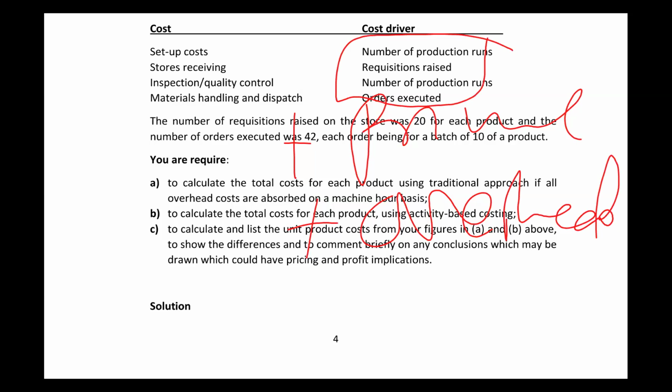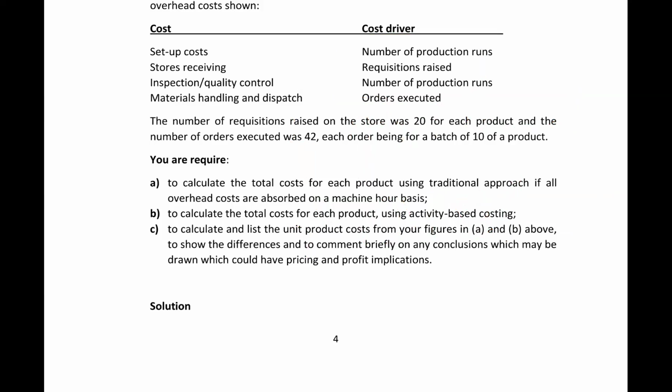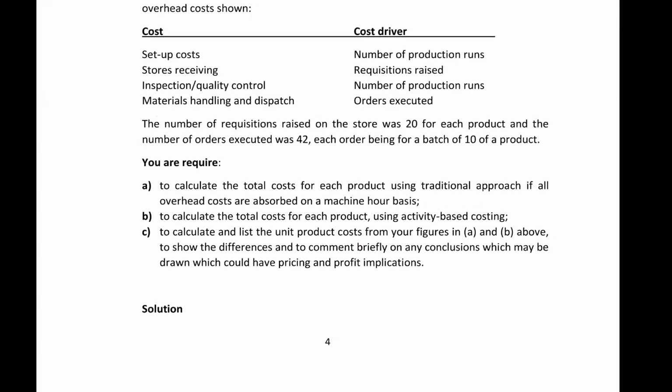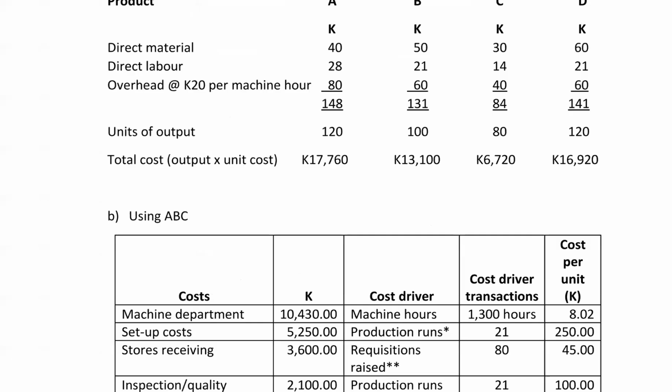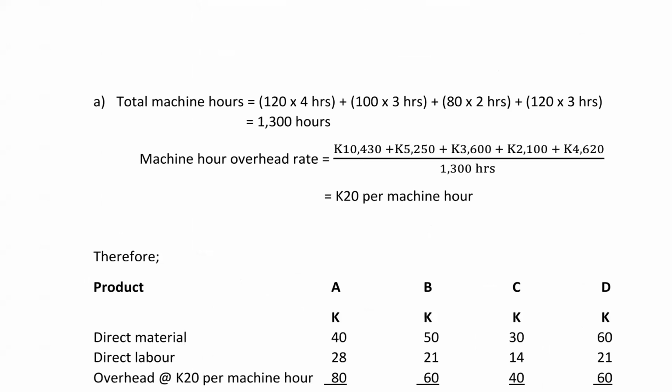But under traditional costing, you just use one basis, the machine hours. So let me show you how to do it using machine hours and find the total cost. The first thing you have to do is calculate the total number of hours.